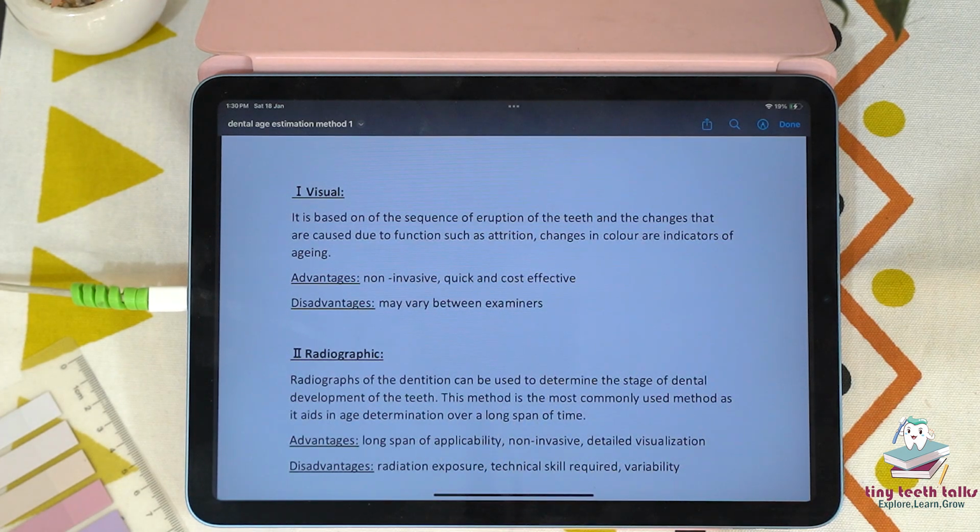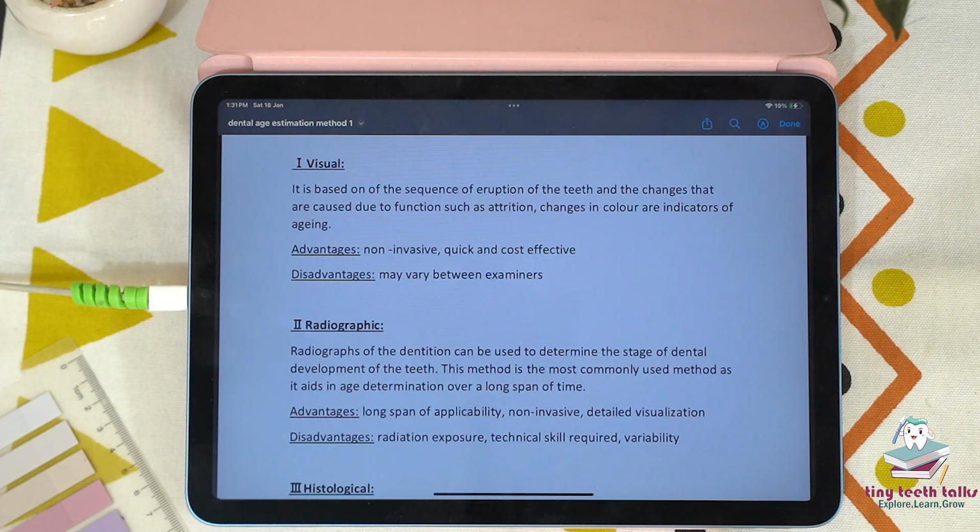As a person ages, the teeth naturally wear down. The degree of attrition can be used as an indicator of age. Teeth can change color over time due to factors like diet, oral hygiene and aging, and these color changes can be observed and compared to age-related standards. Advantages: non-invasive, quick, cost-effective. Disadvantages: examination may vary between examiners.